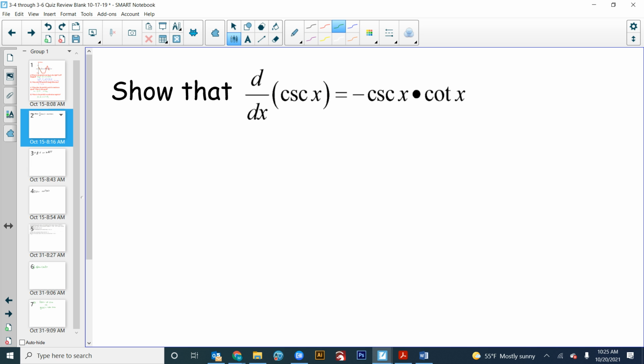All right, can you prove one of the 4 trig derivatives? By one of the 4, I mean not sine, not cosine, the other 4. You should be able to prove all 4 of those. Why don't you practice this one right now? This is just a good old practice day.